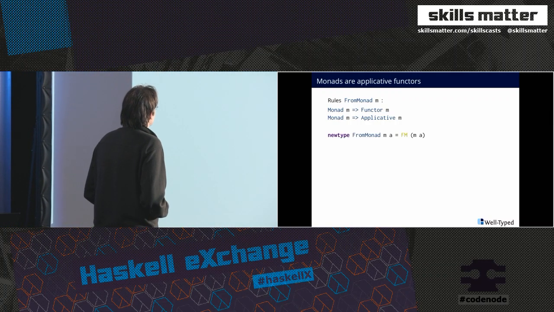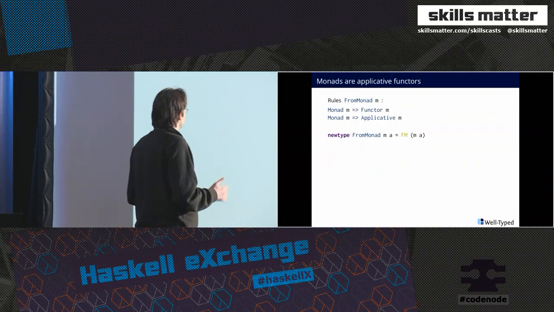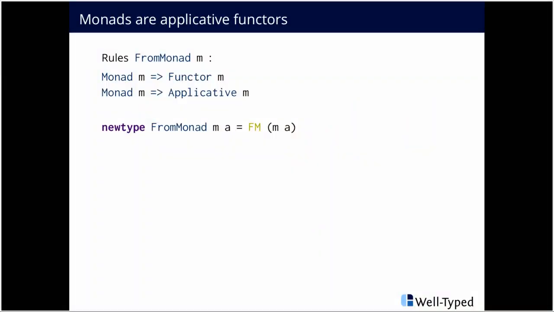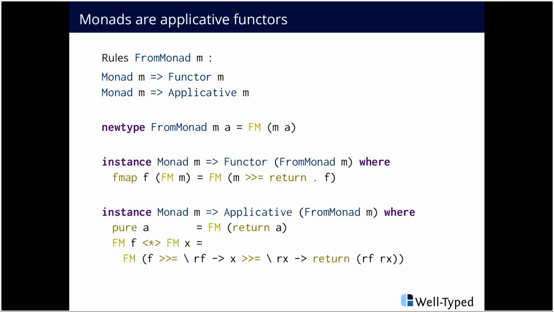But if we assume monad has return and bind, we can define a newtype wrapper from monad that wraps something of type M of A. And then we can say that every monad is also a functor, because this is how we can implement fmap in terms of the monadic operators. And every monad is also an applicative, because this is how we can implement pure. Pure is just return, right? And this is how we can implement star.